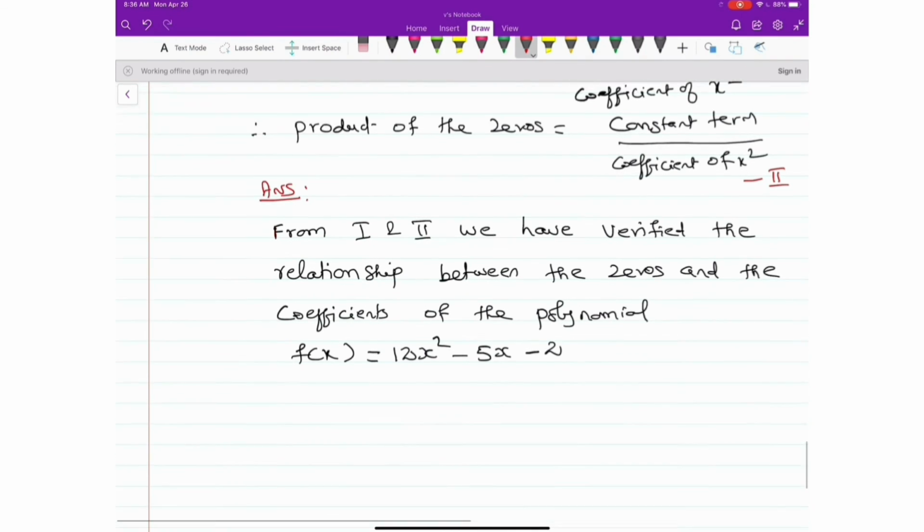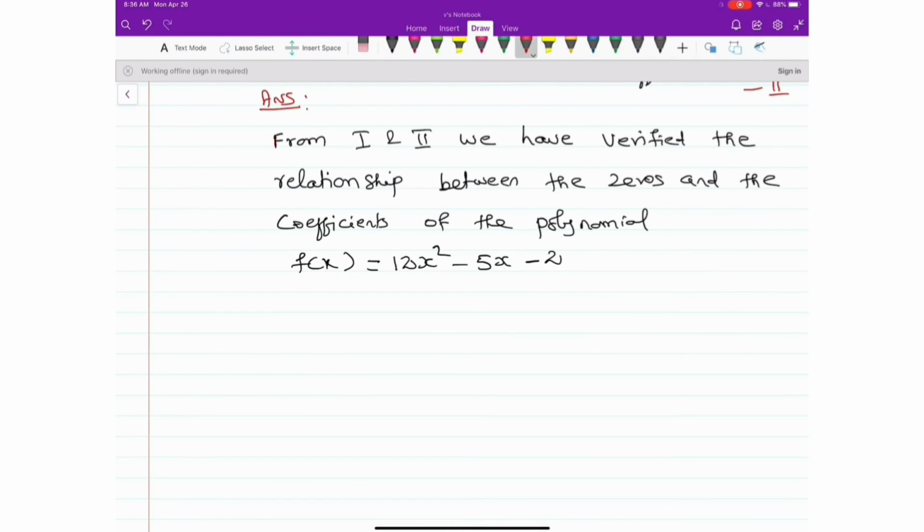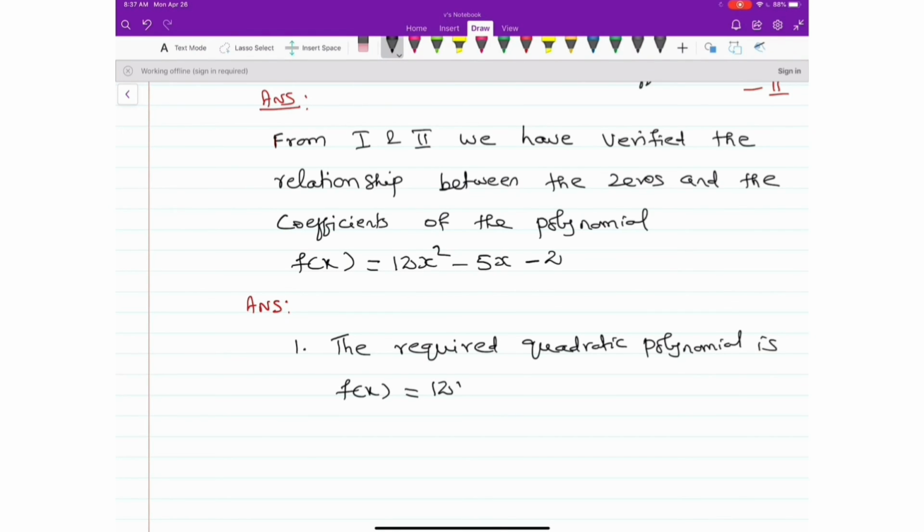So, finally you have to write your answer. Both the parts should be written by you. The first one, the required quadratic polynomial is f of x is equal to 12x square minus 5x minus 2.